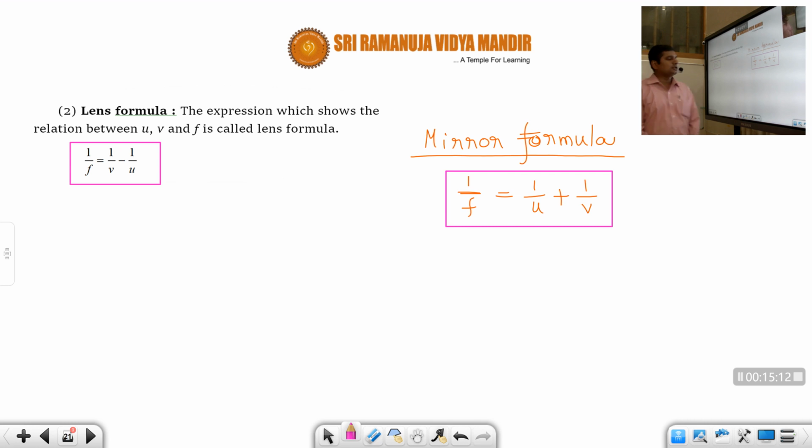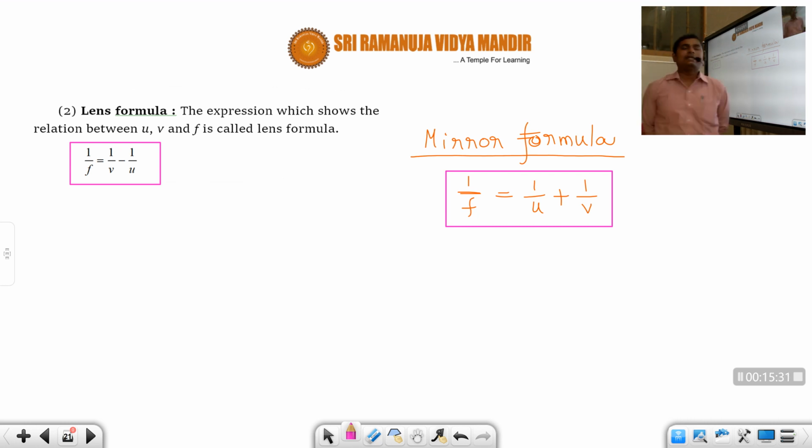What is the lens formula, students? The formula which will give us the position of the image when an object is placed in front of a lens. It is a simple formula, 1 by f is equal to 1 by v minus 1 by u, where the terms u, v you already know, and f also, because we already studied them in the mirror formula. What is the mirror formula, students?